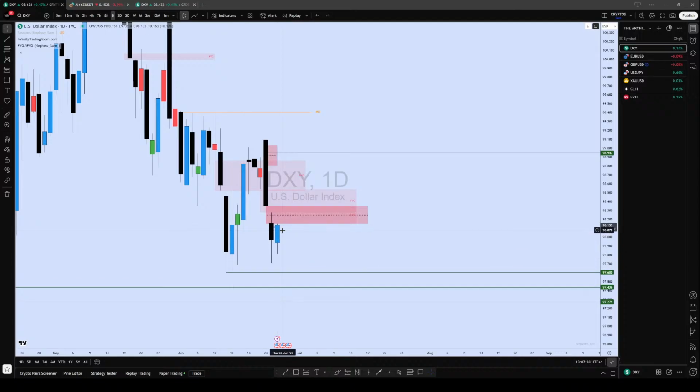Now today can end up being an up candle, which is redistribution, and then we continue going down, or today can be a down day, right? Preferably a down day, aggressive down day, and then wipe out this low.